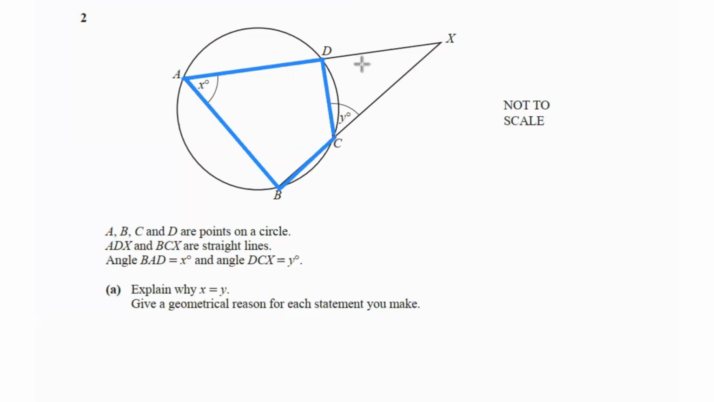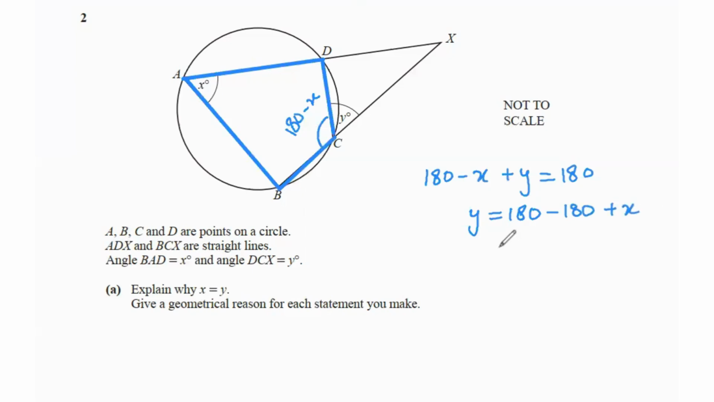And for a cyclic quadrilateral, opposite angles add up to 180. So if this is x, this would be 180 minus x. So if we put 180 minus x plus y equals to 180, we can see that y would be equal to 180 minus 180 plus x, and y equals to x.